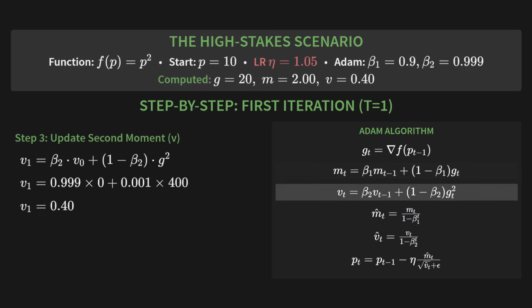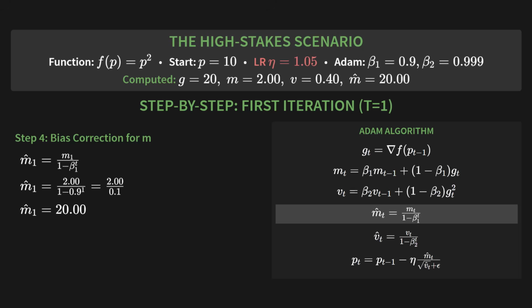Step 3. Update the second moment v. The formula is v sub 1 equals beta 2 times v sub 0 plus 1 minus beta 2 times g squared. So that's 0.999 times 0 plus 0.001 times 20 squared, which is 400. That gives us a v sub 1 of 0.40.